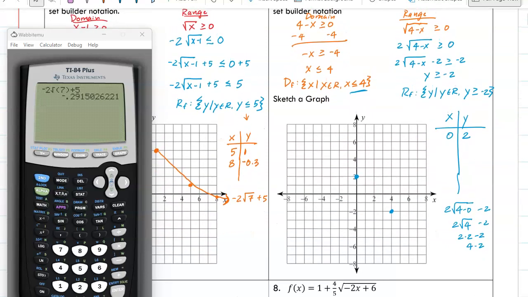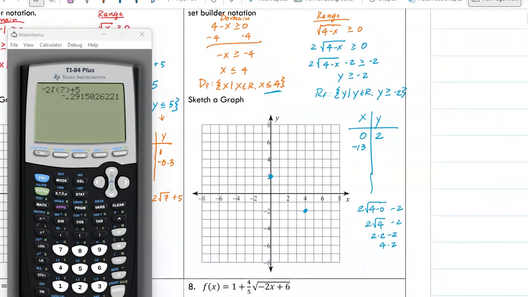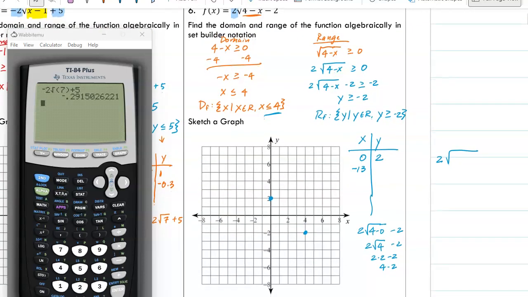Now, if I want to include another point, I'm trying to figure out a perfect square. 4 minus... 4, 6, 11. I'm just so bad at this. 16? 20? No, that's not even going to fit. 9 plus 4, 13? Let's try negative 13. 2 times the square root of 4 minus negative 13... No, that's not going to work. I'm so bad at this.